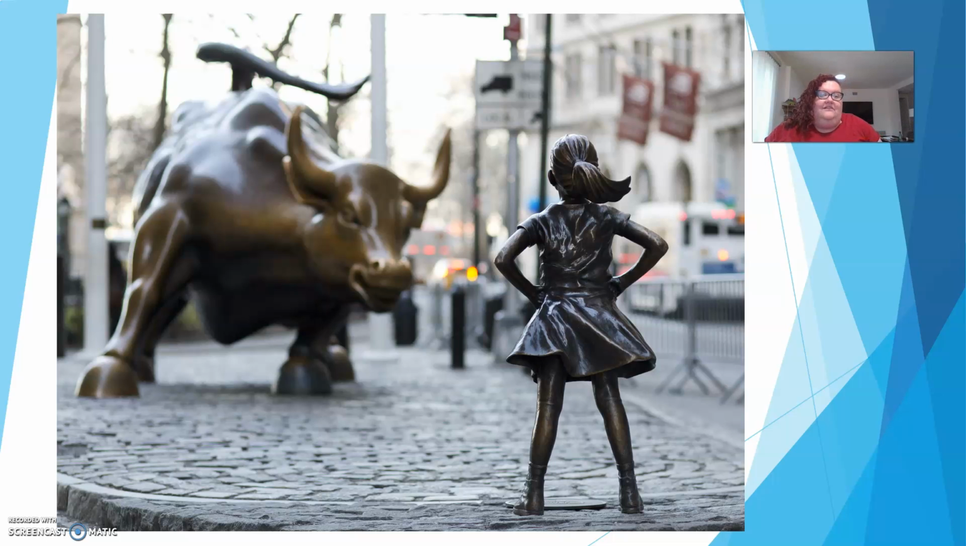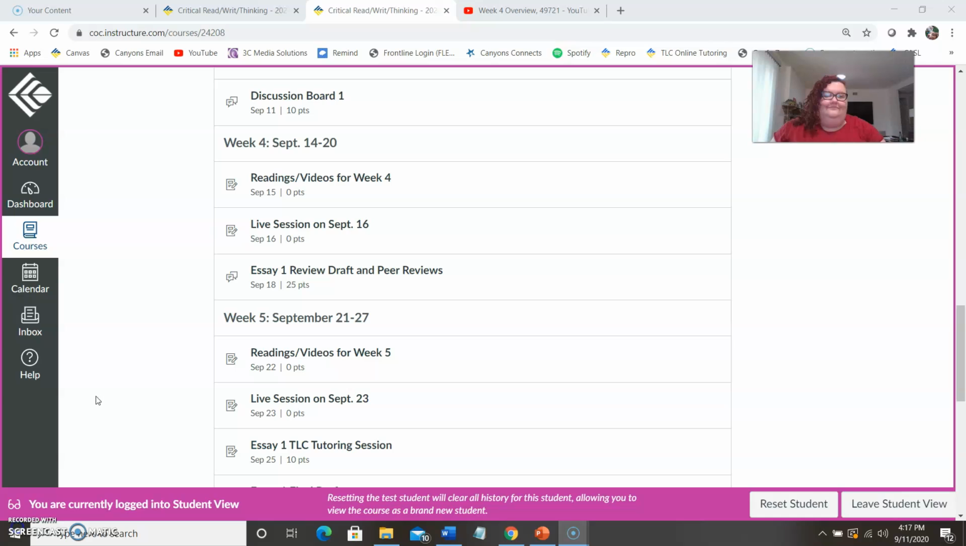Let us take a quick look at our Canvas page so you can see the assignments for the week. So here's our Canvas page for week 4. The focus of this week is to take our ideas and start moving them into essay form. There aren't many assignments for this week because I wanted to give you enough time to really work on writing out your ideas as an essay.